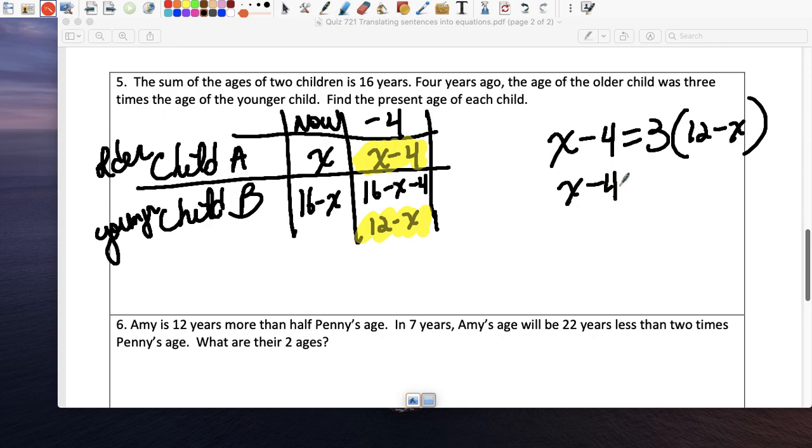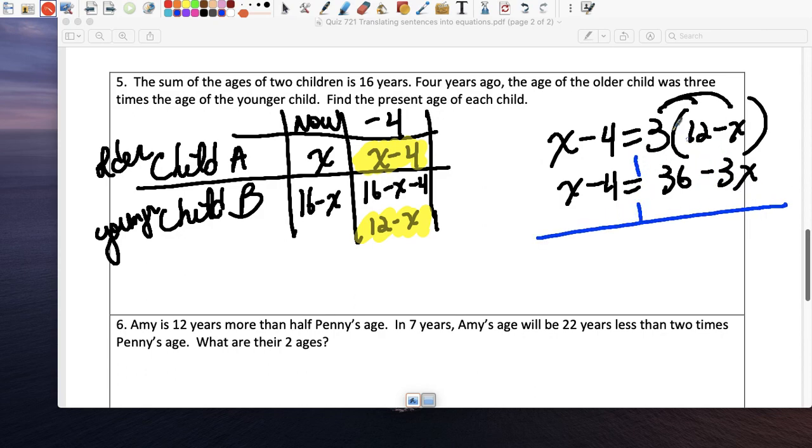X minus 4, nothing to do here. Distributive property over here: 36 minus 3x. We have variables on both sides. I want to get rid of the one with the smaller coefficient. That's just, I think it's simpler. So I'm going to do plus 3x here, because that's going to give me 0, right?